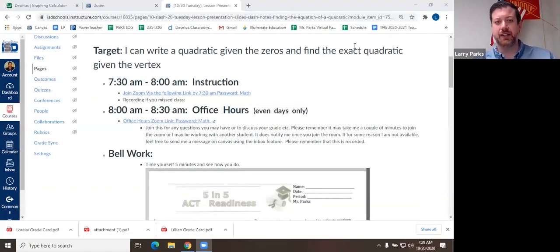Today our standard is that you could write a quadratic given the zeros, and then you could find the exact quadratic given the vertex. There's quite a few things to understand here. It's how to go from zeros to what's called linear factors, and then how to go from linear factors back to the quadratic.